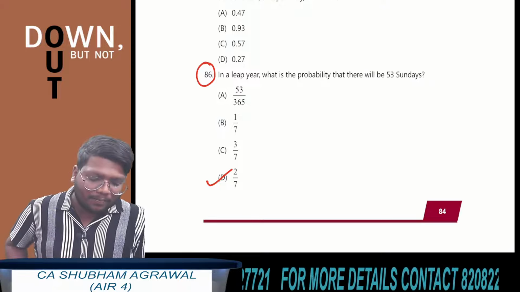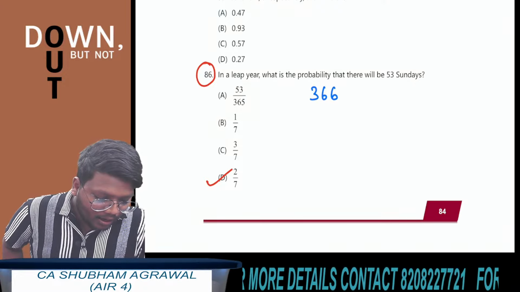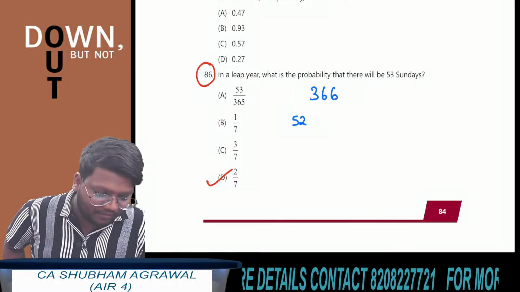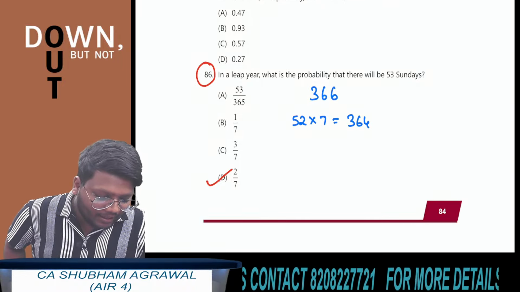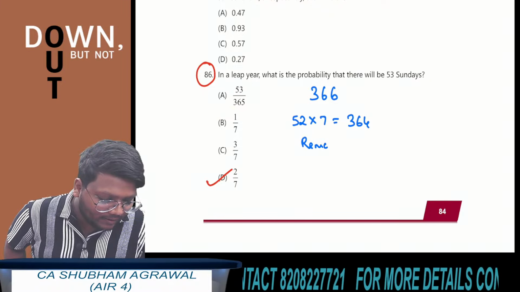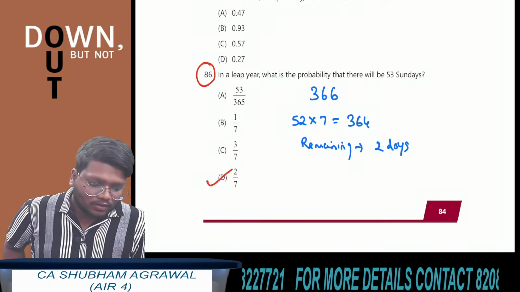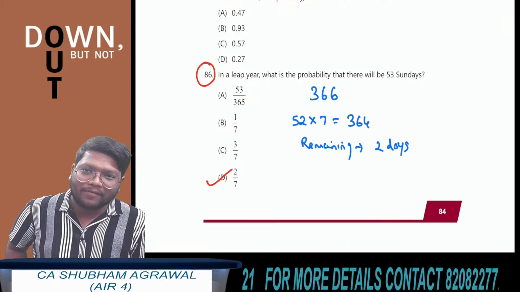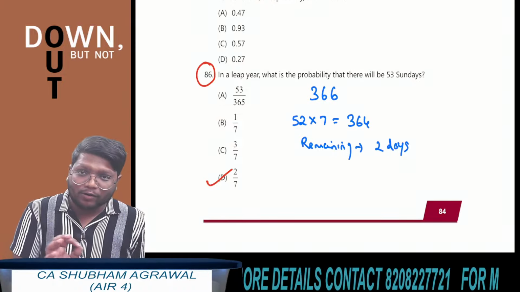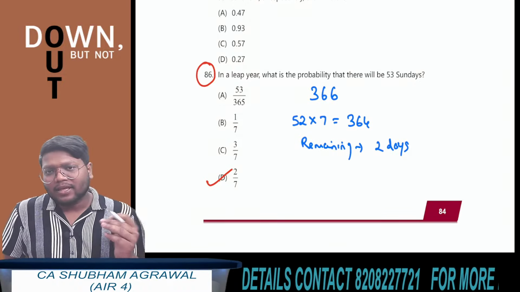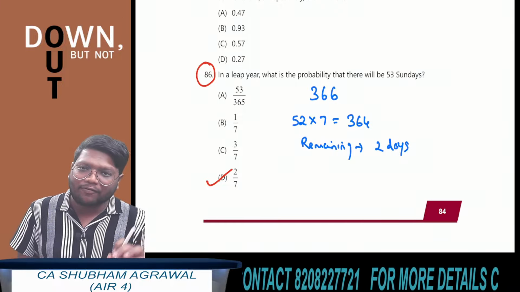Total how many days are there in a leap year? There are 366 days in a leap year. So complete weeks will be what? There are 52 complete weeks. In these 52 weeks, how many days are there? 52 multiplied by 7 is 364 days. So remaining, how many days are there now? Remaining 2 days. In a leap year, there are 52 complete weeks and 2 remaining days. So definitely each day, Sunday, Monday, Tuesday, till Saturday, will occur 52 times.